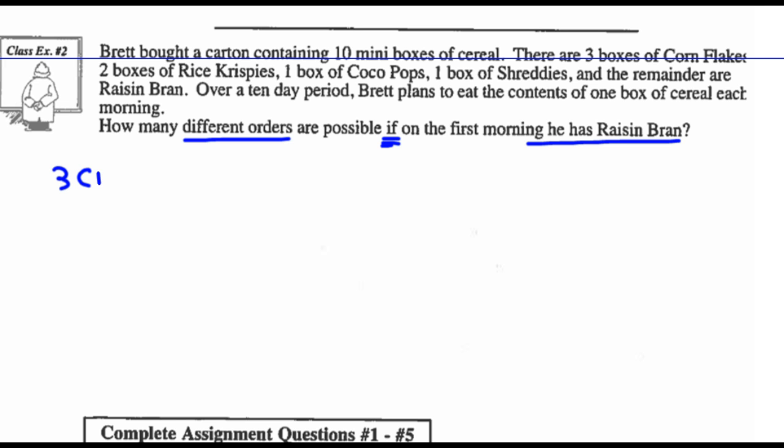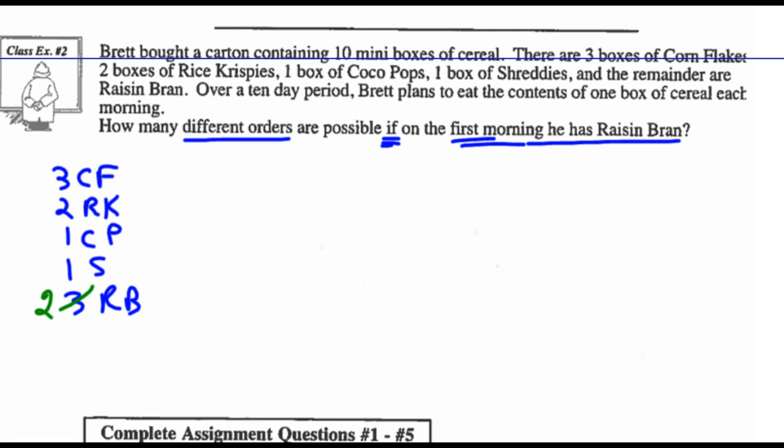So we've got 3 Corn Flakes. We have got 2 boxes of Rice Krispies, we've got 1 Cocoa Puffs, we've got 1 Shreddies, and the rest are Raisin Bran. So that'd be 3 Raisin Bran. However, on the first morning he eats a Raisin Bran, so he no longer has 3. He's eaten that one, so he's down to 2 Raisin Bran. So the first morning's gone, he's eaten a Raisin Bran. We've only got 9 boxes left for the next 9 mornings.